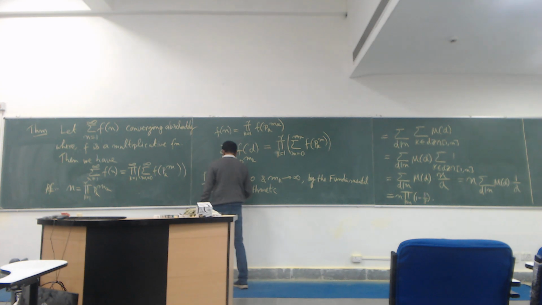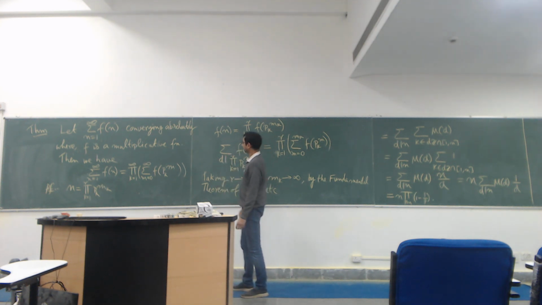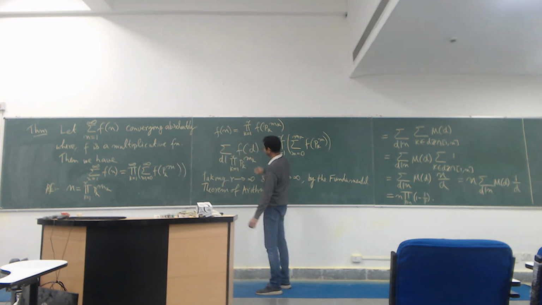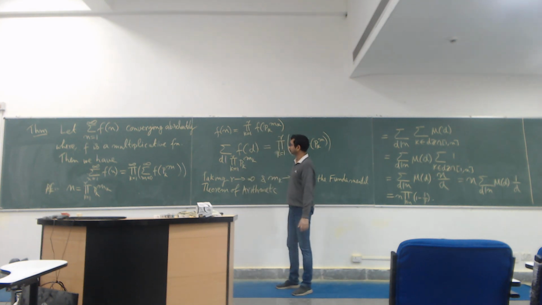Sir, just to clarify. Yes. So that was f of n. I did not get it. Yeah, sure. The step here, that summation f of d, where d are the divisors of n, why did it become the same as this on the left?